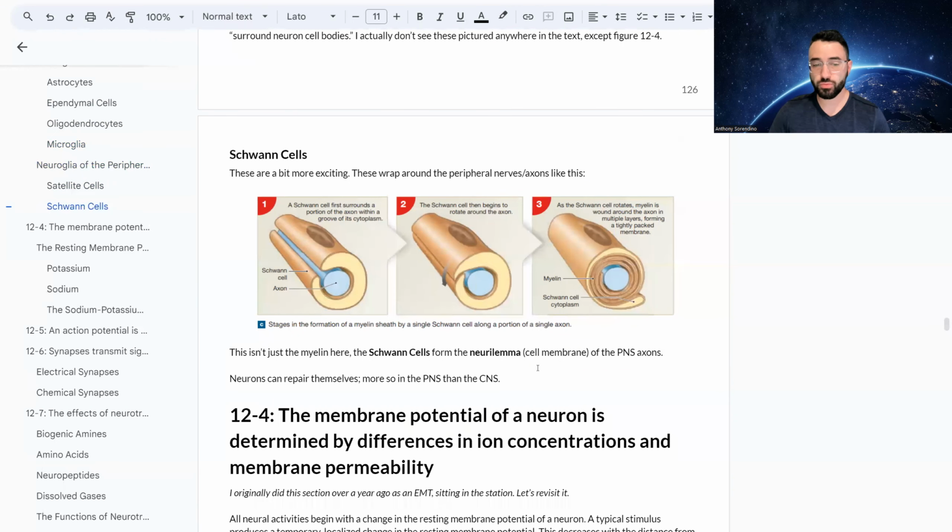Neurons can repair themselves more in the peripheral nervous system than in the central nervous system. So think about damage to your brain or spinal cord. That's going to be a lot more significant than nerve damage anywhere else in the body, your arms, legs, things like that.